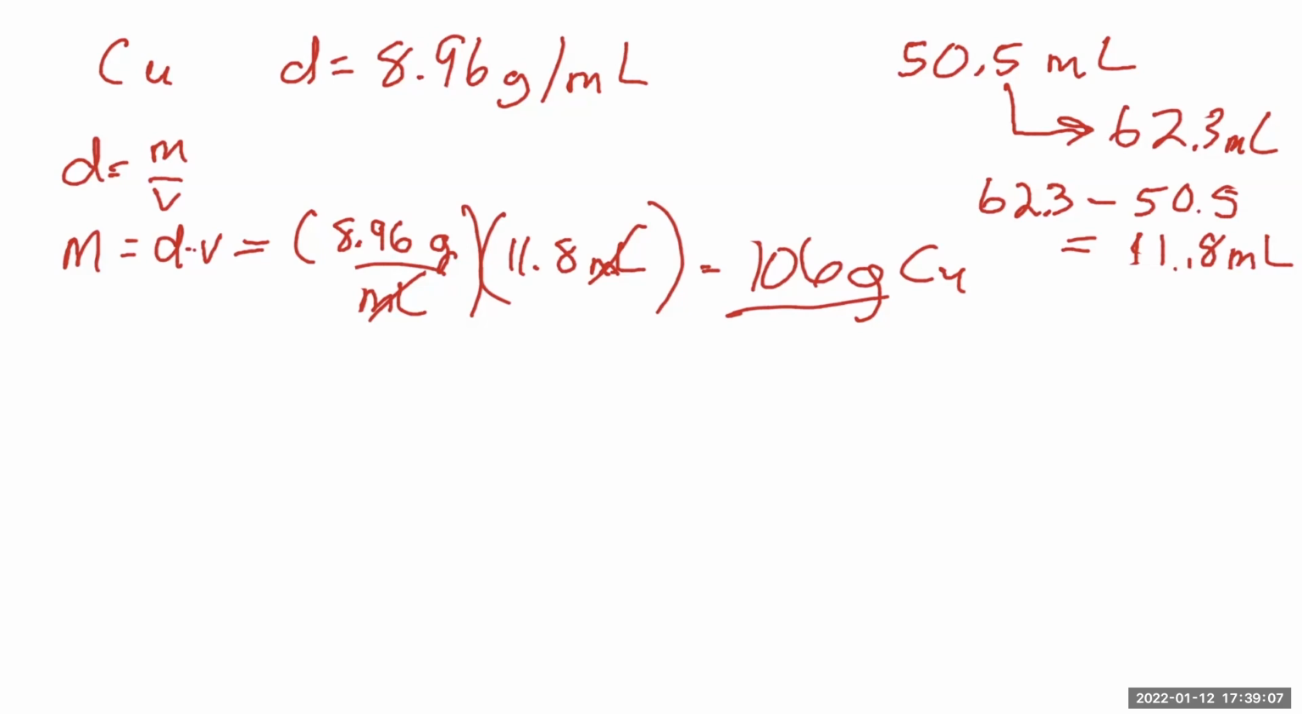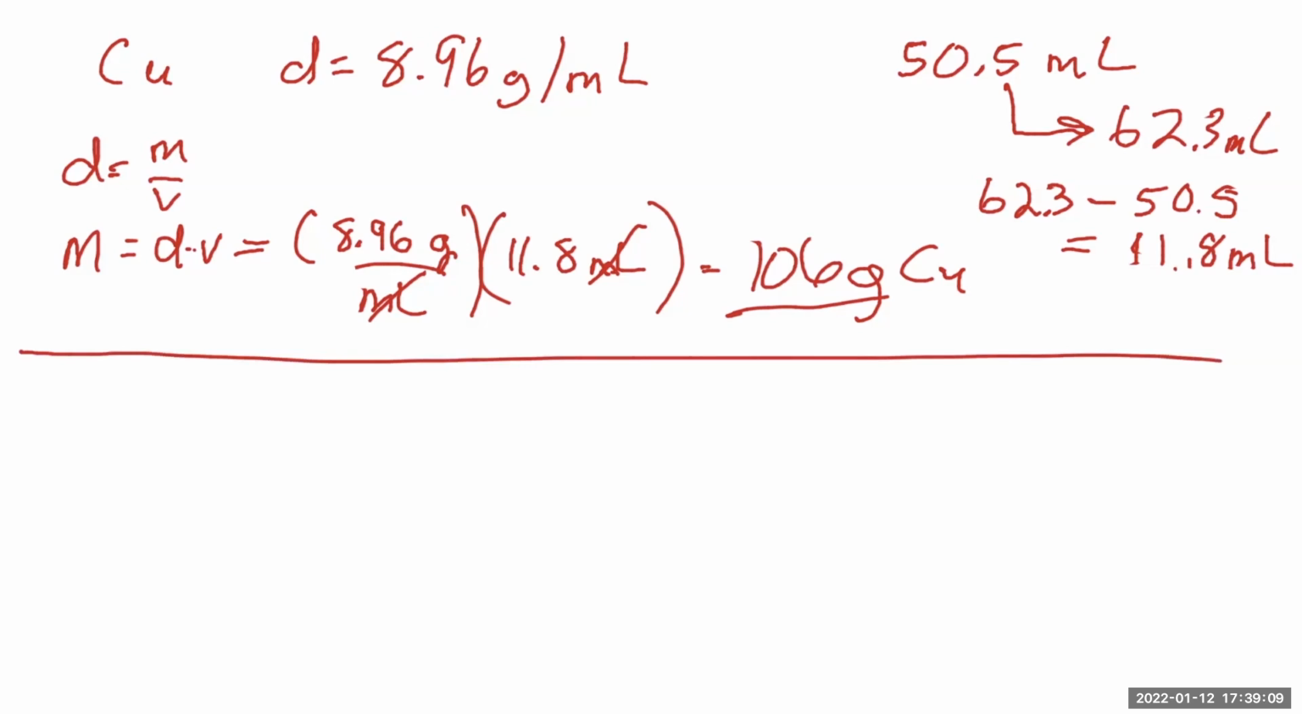Pretty much straightforward. Does that all make sense? Yes, sir. Okay, it's just density is mass over volume. You can rearrange that. You have to give two variables to solve for the third. So that's our density. That takes care of that chapter.